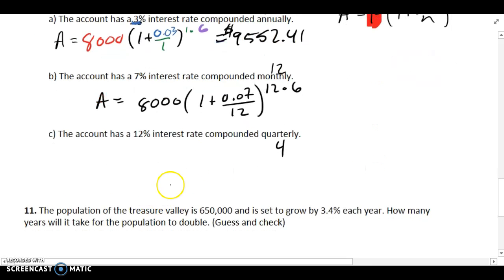Same thing here for this one. We want the answer when we invest $8,000 and then we do 1 plus the interest rate. So this one is a little different. Notice it's not 0.0 anymore. It's 0.12 over quarterly, which is 4, and then 4 times 6, because 6 is the years, okay? And then you're going to hit enter on that one.